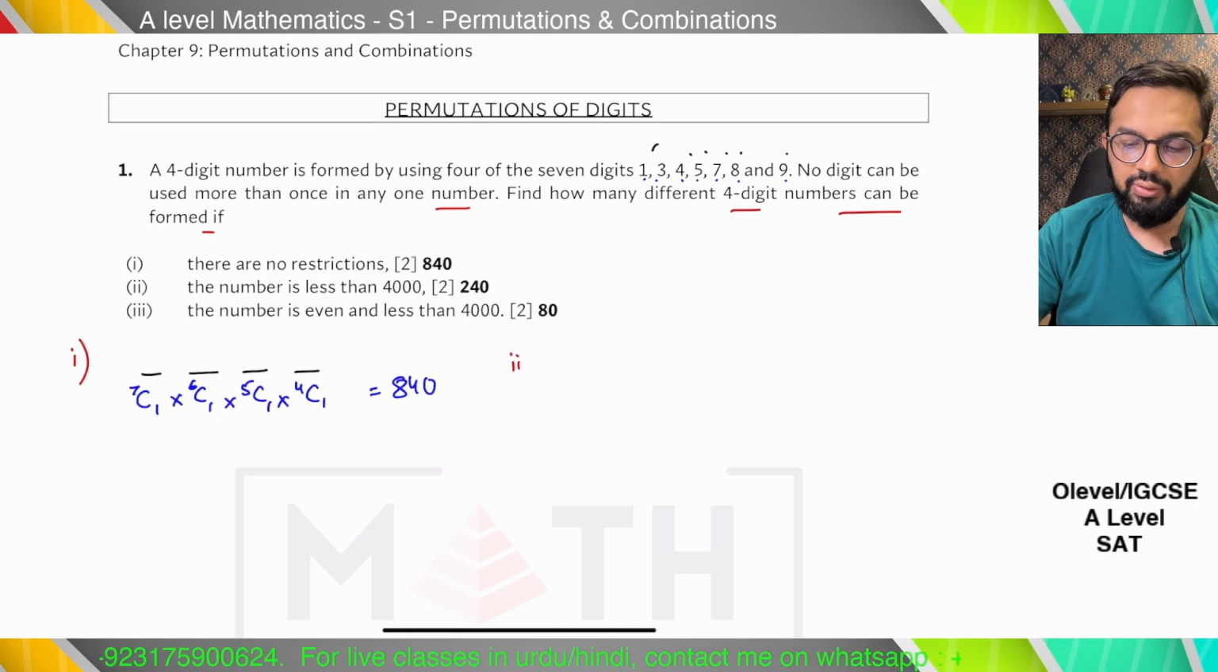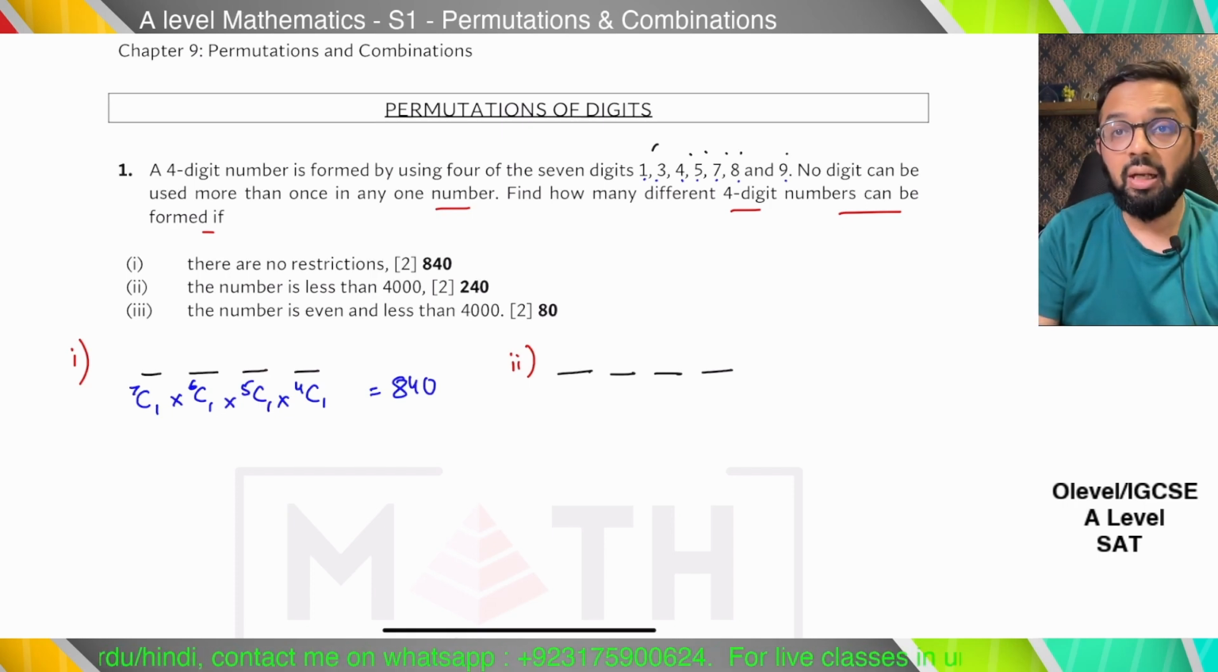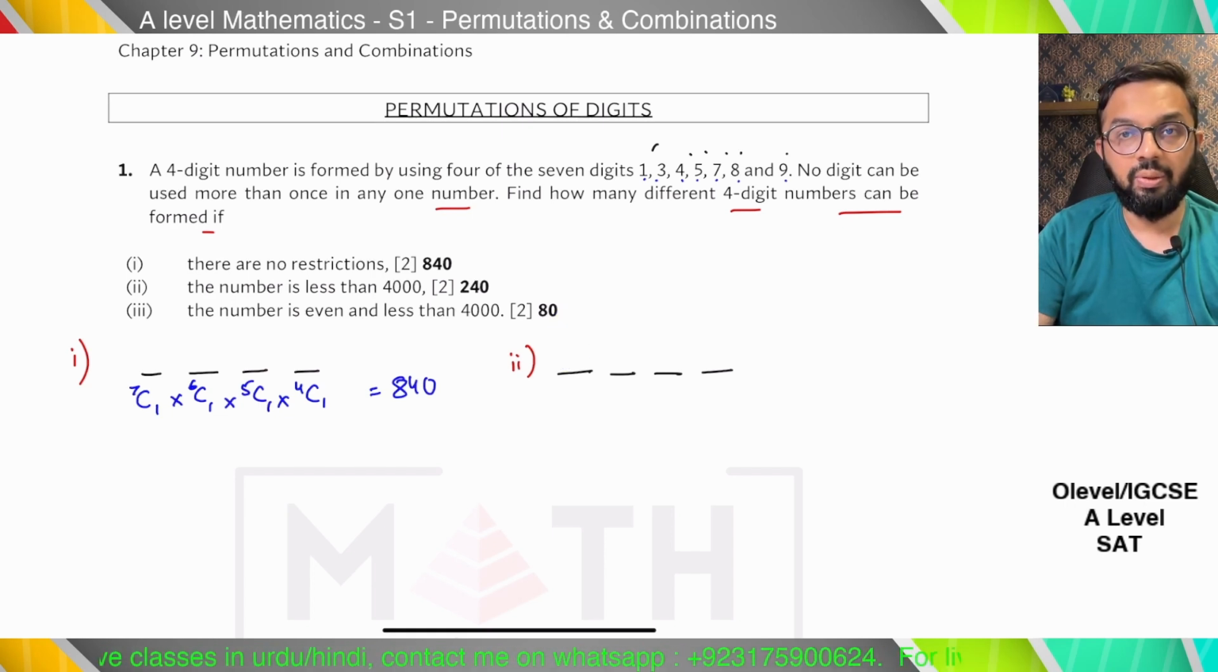Okay, let's look at part 2. It says the number is less than 4000. So I put down four dashes. Now there are some restrictions. I don't just want any number. I want a restricted set of numbers that are less than 4000, which means that the number can't start with 5, it can't start with 6. There is no 6 though. It can't start with 7, 8, or 9. It has to be less than 4000, so there are limited possibilities for the first space.